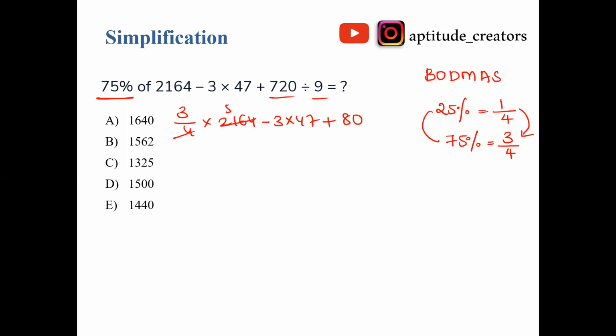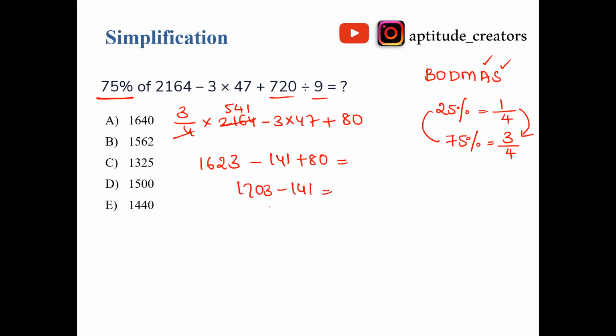Now, what is this? 4 5s 20, and 4 4s and 4 1s. Now, what is 41 into 3? It is giving the result as 1623 minus 3 into 47, that is 141, plus 80. Now, first what I have to do, I have to go with addition, then I have to go with subtraction. Now, what is the addition of these two numbers? 1623 plus 80, it is giving the result as 1703 minus 141.